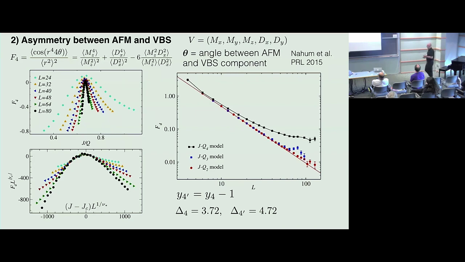So when the lattice perturbs the VBS, it induces a sort of secondary effect that causes asymmetry between the components. That's our interpretation of that.